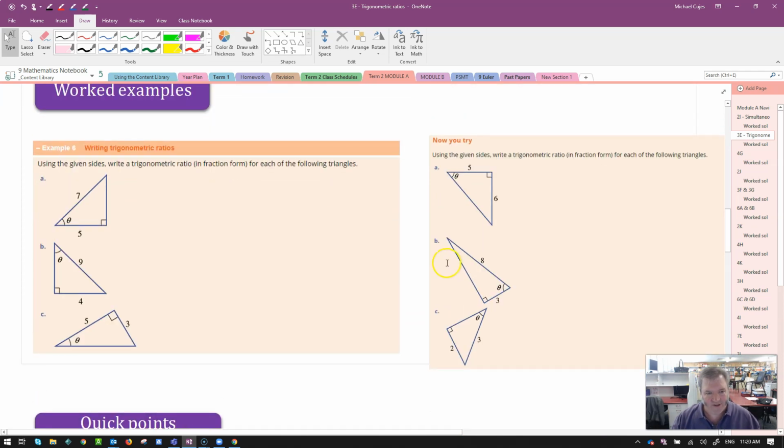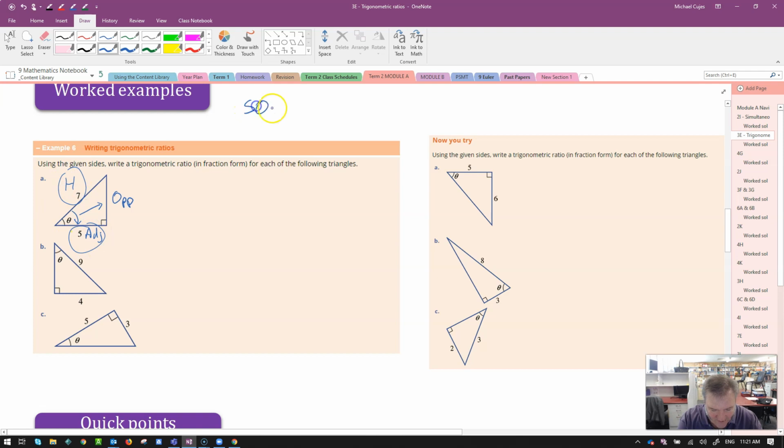Let's just make sure we can do that. Here's my worked example. Using the given sides, write a trigonometric ratio in fraction form for each of the following triangles. Your first step is always to label your triangle. So there's my right angle, so this must be the hypotenuse. Here's the angle I've been given, so across the triangle is the opposite side, and next to the angle is the adjacent side. So look at that and I go, well, here I need the hypotenuse and the adjacent side.